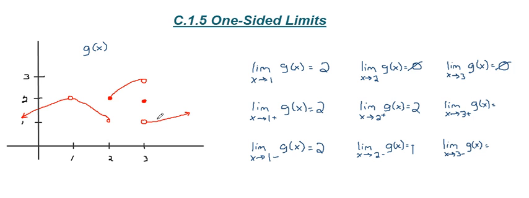Approaching 3 from the right, we get close to 1. Approaching 3 from the left, we get close to 3. And there's your overview of one-sided limits.